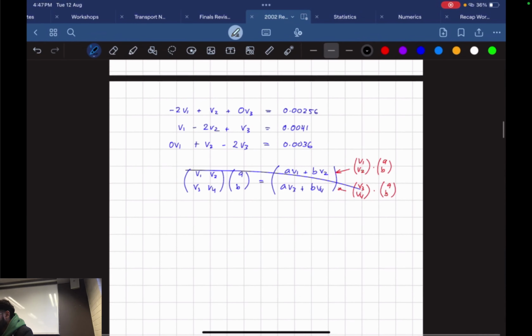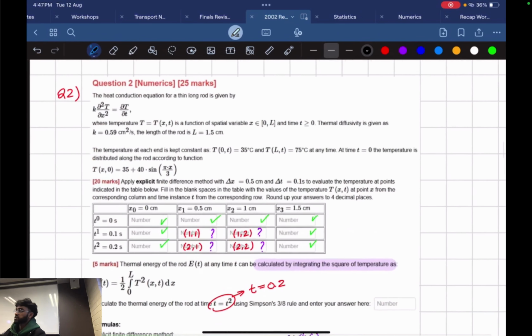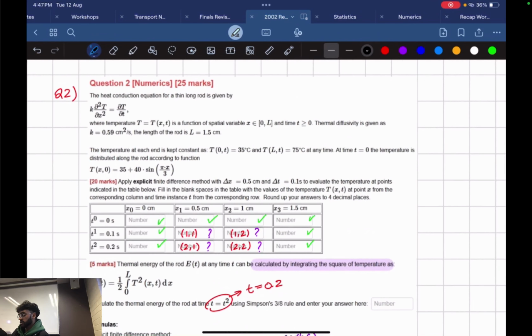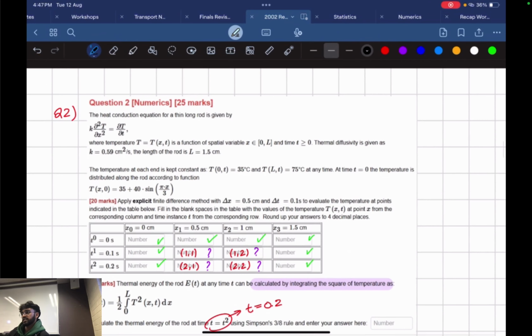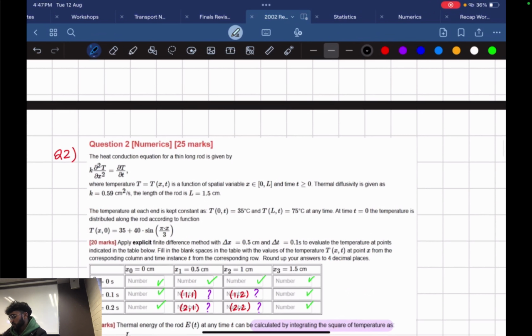Okay, I'm going to move on to the next question, which is to do with week 10 content. We're looking at heat conduction equations, heat equations, Laplace equations, all that stuff. The heat conduction equation for a thin, long rod is given by this. They've given us some initial conditions as well. The temperature is given by T of x,t, so it's a multivariable equation.